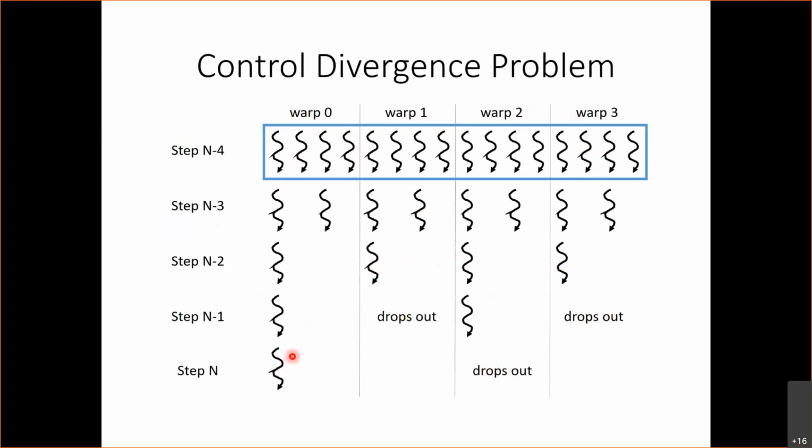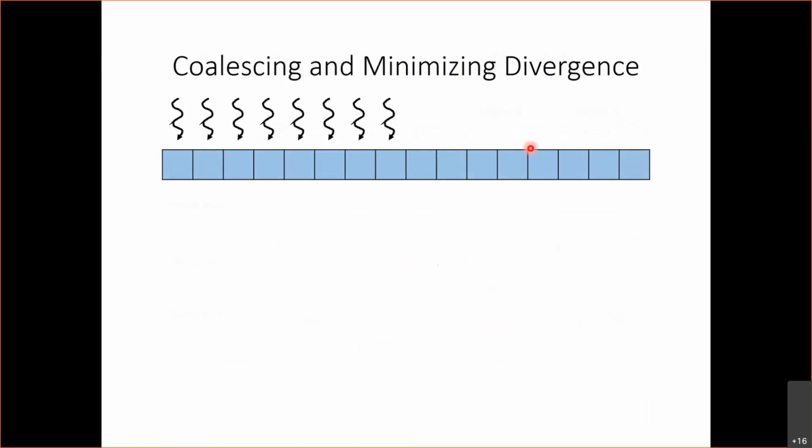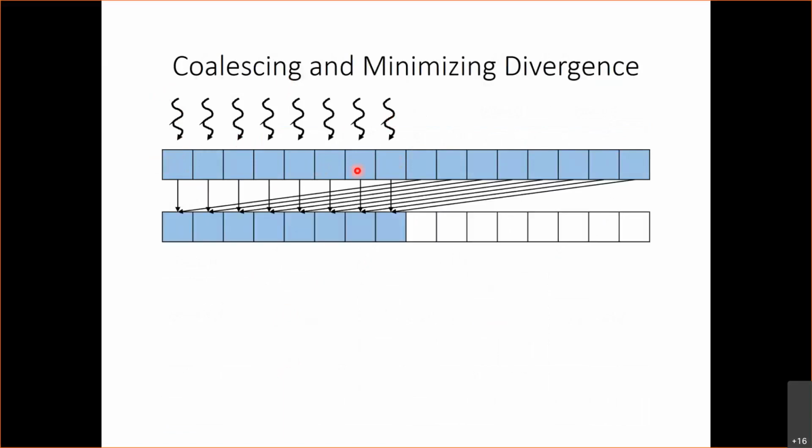So what can I do to minimize this control divergence? Well, what we can do is the following. Rather than assigning threads to every other element of the array, we can assign the 8 threads in this block to the initial elements in the array. And then in the first iteration, they will all add these 8 elements to these 8 elements and store the result here.